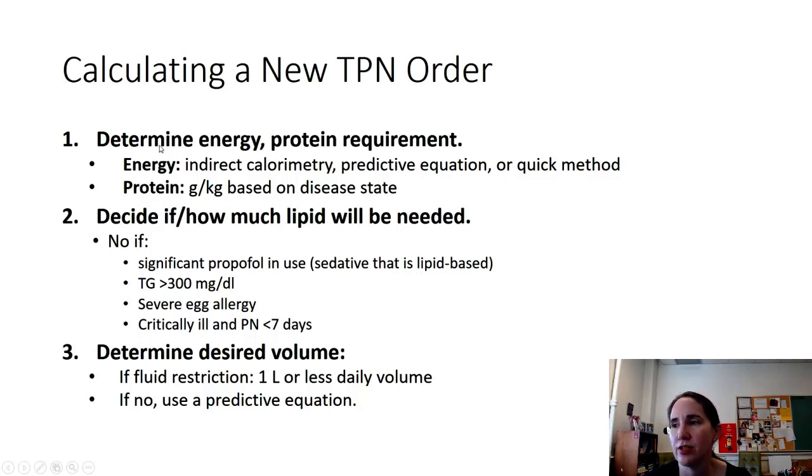And then protein, remember, you calculate in grams per kilo, almost universally based on your actual body weight, except in obese patients where there's a different guideline through ASPEN. And you decide the grams per kilo based on their disease state.